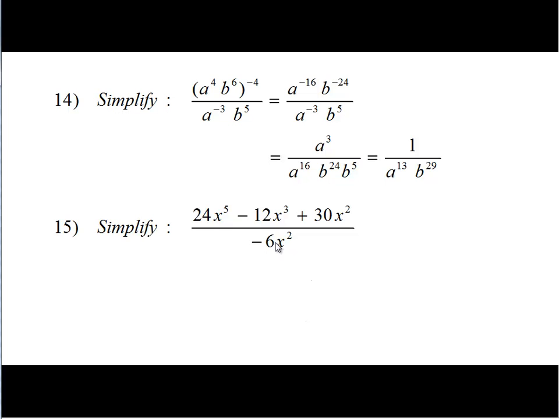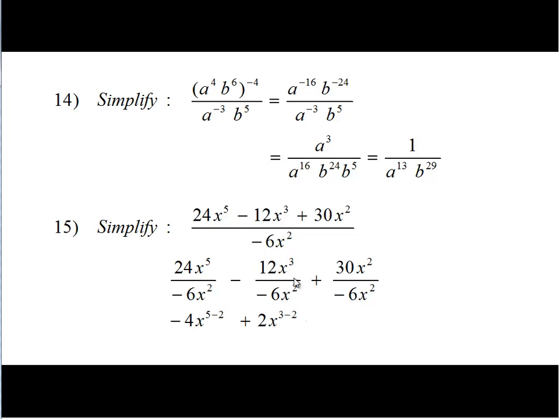Okay, simplification of these: you put the 24x to the fifth over negative 6x squared, the 12x cubed over negative 6x squared is minused, and then the 30x squared over 6x squared. Then you simplify each of these. 24 divided by 6 is 4, but it's negative, and you subtract 5 minus 2. 2 negatives make a positive. 12 divided by 6 is 2, 3 minus 2. 30 divided by 6 is 5, and 2 minus 2. And then we just simplify our powers: negative 4x cubed plus 2x, and then minus 5.